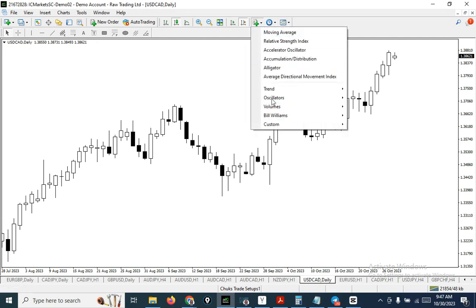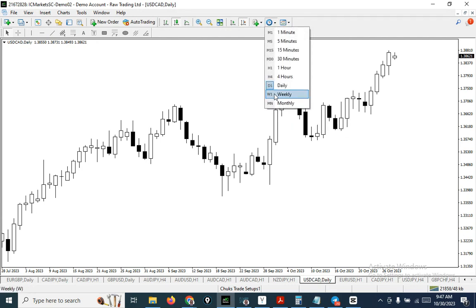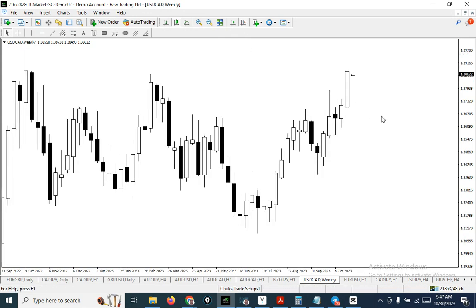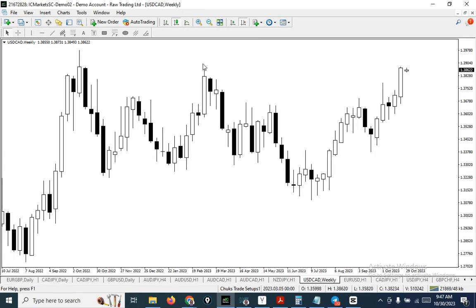Let me take my levels from my weekly time frame. We use this rectangle tool to take our levels. Let's take our levels here. Don't worry, we'll fine tune this whole process. We'll fine tune them. Let's just handle them like this.